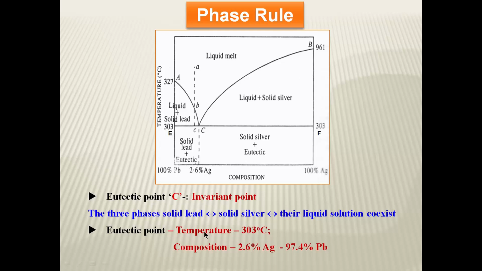There is only one temperature that corresponds to the eutectic point, that is 303 degrees centigrade. And what is the composition of the eutectic at that point? It's 2.6% silver and 97.4% lead. So these values of temperature and composition at the eutectic point are very, very important. And so this is how we actually achieve the process of desilverization, applying the system of desilverization.